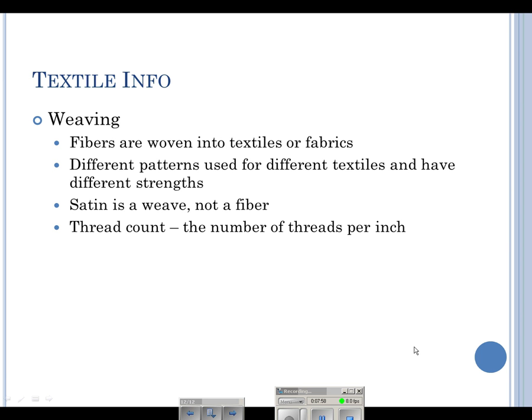Now, satin is actually a weave pattern. It's not a fiber. And thread count is important because it's actually the number of threads per inch. And we hear thread count a lot when we talk about sheets. You hear 200 thread count, 400, 600, 800. And the higher you go in thread count, the pricier the sheets are because, well, they feel nice and soft. But it's because there's actually more threads per square inch in that thread count, and that's how it's done. So you actually could take a magnifying glass that's 1 inch by 1 inch, and you count the number of threads in that inch, and that's your thread count.